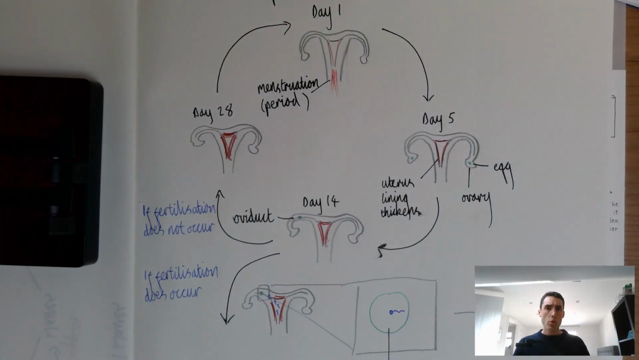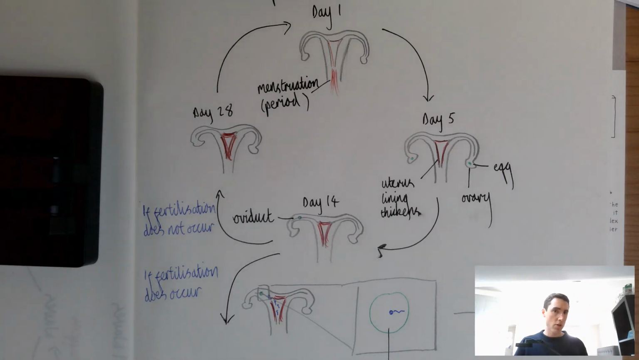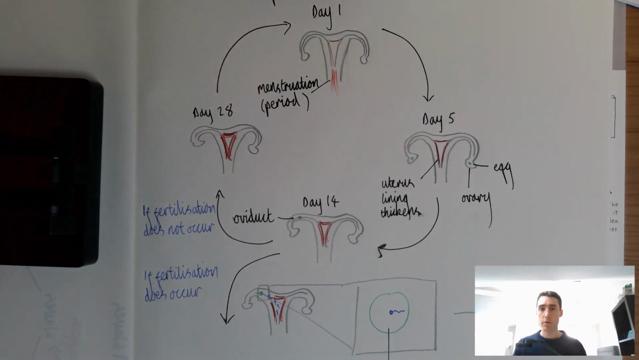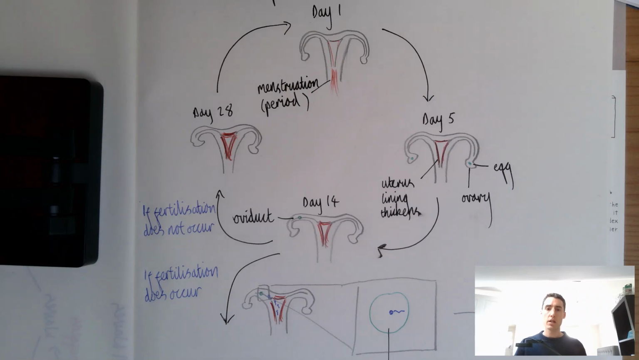Hi everyone, welcome to this video on lesson 6 of the reproduction scheme of work. This one is on menstruation, and I'm not going to spend long in this video because actually there's nothing really new in this lesson. Really it's just about consolidating what we've talked about before, and that's a really tricky idea for students to get their head around.